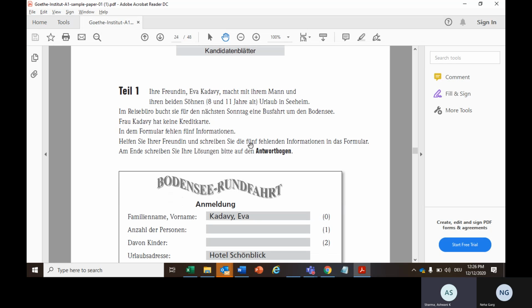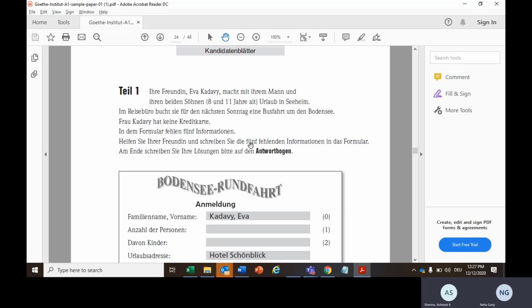Holiday and ticket. Im Reisebüro bucht sie für nächsten Sonntag ein Bus, fährt der Bodensee. Reisebüro is the bureau, the office. In the travel office. Okay, travel office. They have booked for the next Sunday. And they booked a bus for next Sunday. Then Bodensee. What is Boden? Okay, this is a place, Bodensee. Okay.